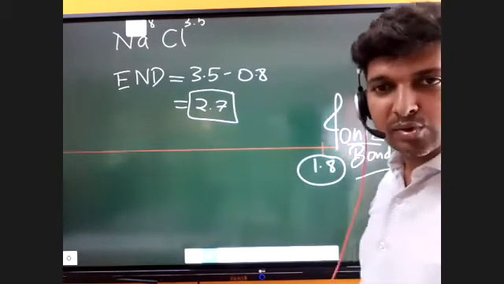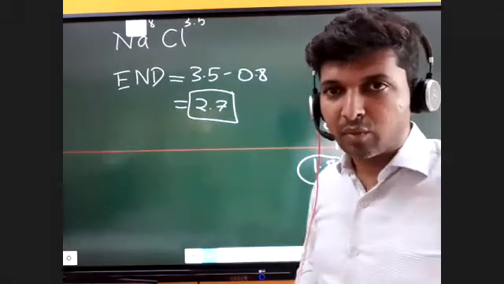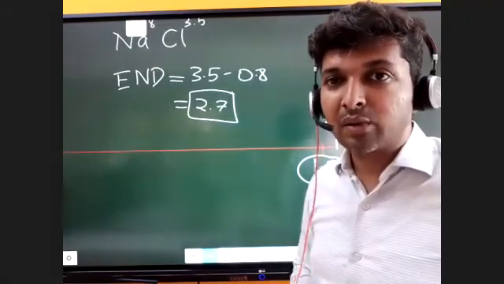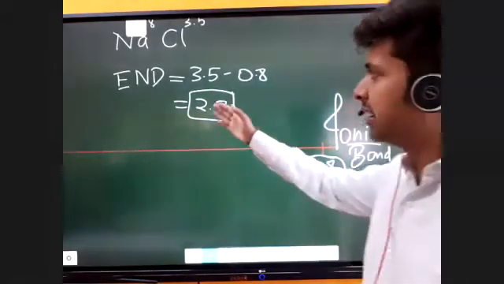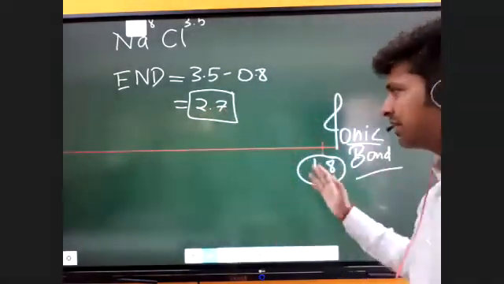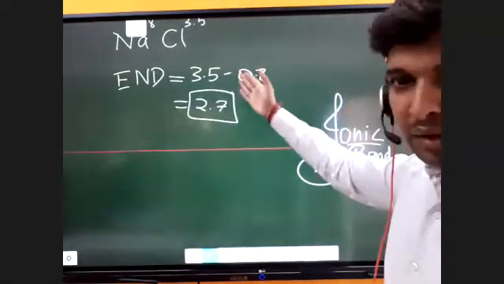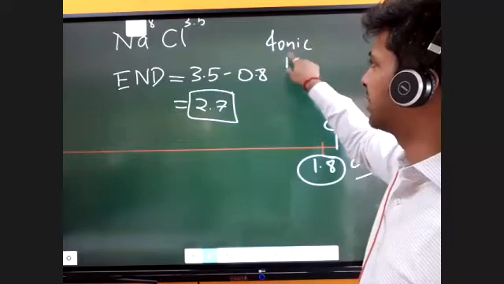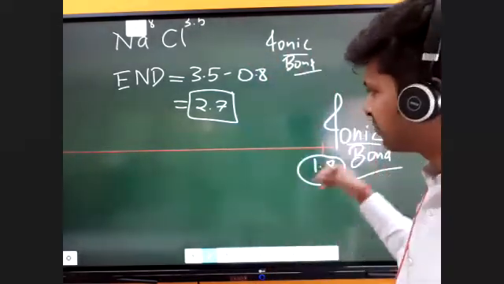Yes Anushka, you're right. The bond formed is ionic bond. Why is it the ionic bond? Why, ladies and gentlemen? Look carefully. A value like 2.7 is obviously more than 1.8, so definitely this is going to form an ionic bond, no doubt.